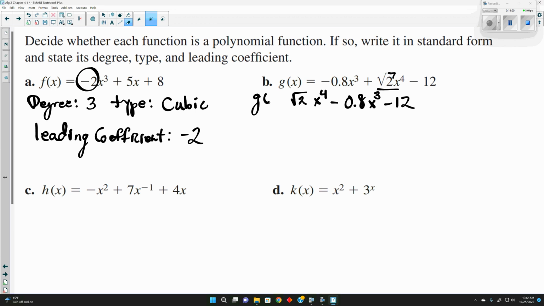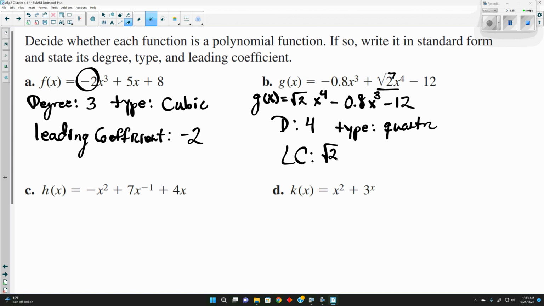And we can say g of x. Now the degree is what? 4. So whatever the biggest exponent is, that's attached to the variable. Our type is quartic. And leading coefficient, almost, square root of 2. Questions on this so far?